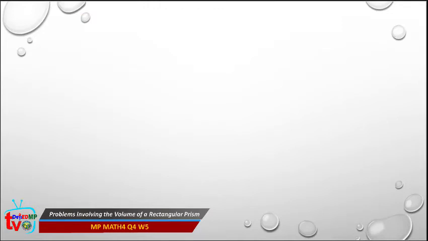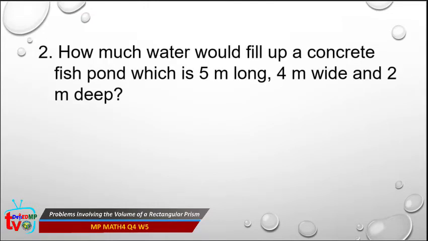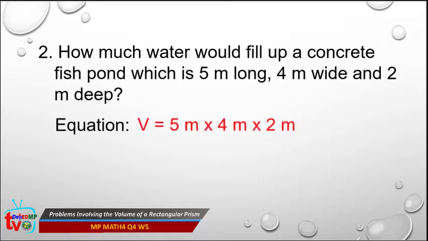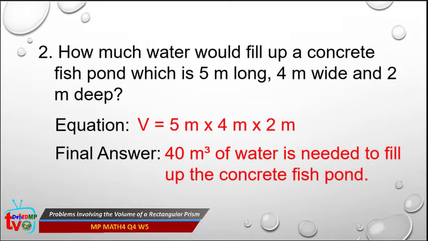Here's the answer for number 2. How much water would fill up a concrete fish pond which is 5 meters long, 4 meters wide, and 2 meters deep? The equation is volume is equal to 5 meters times 4 meters times 2 meters. The final answer is 40 cubic meters of water is needed to fill up the concrete fish pond.